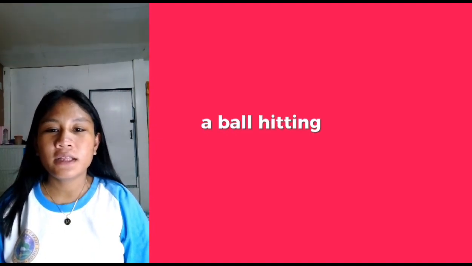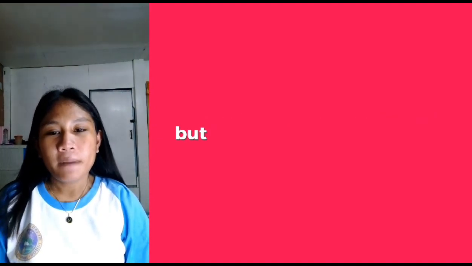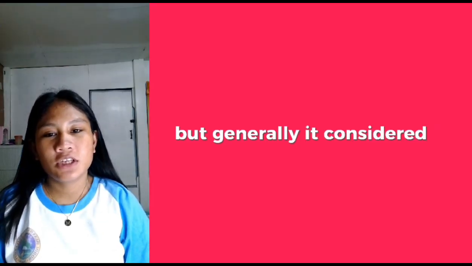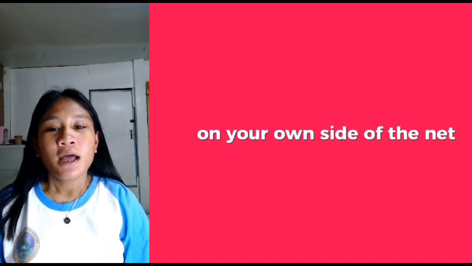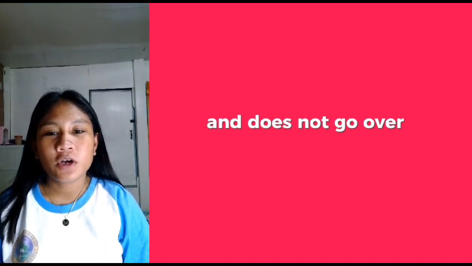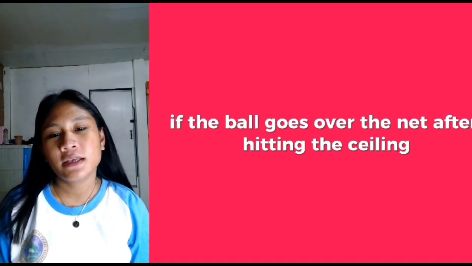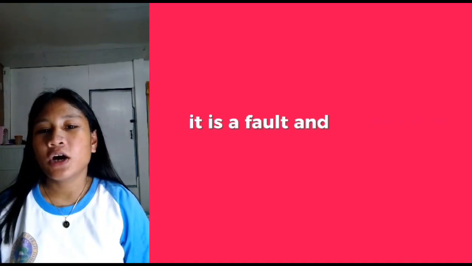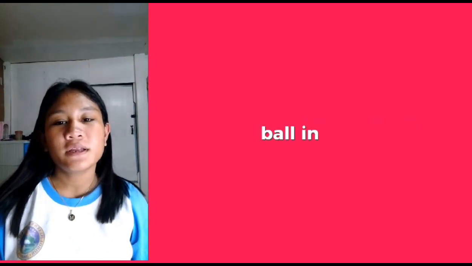Whether a ball hitting the ceiling is playable depends on the rule set, but generally it is considered legal only if the ball hits the ceiling on your own side of the net and does not go over to the opponent's side. If the ball goes over the net after hitting the ceiling, it is a fault and the opposing team scores a point. Ball in the net.